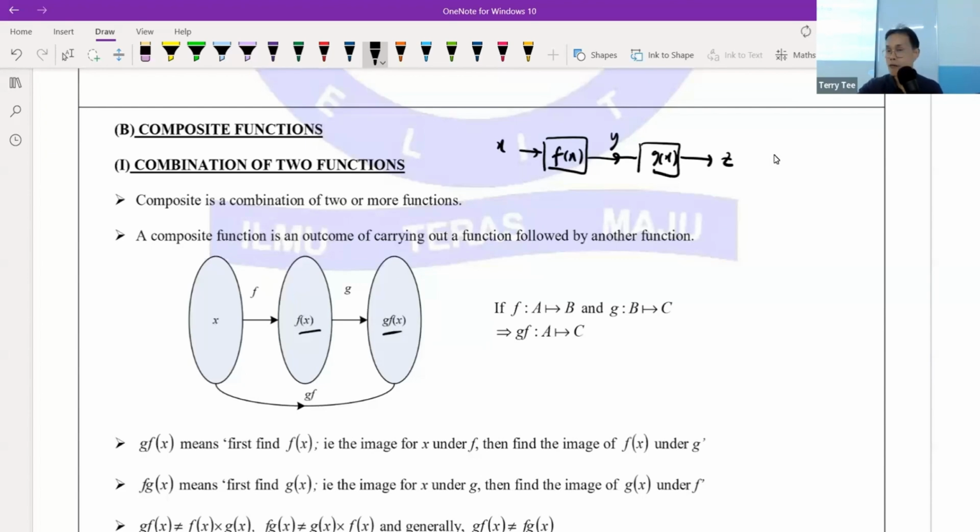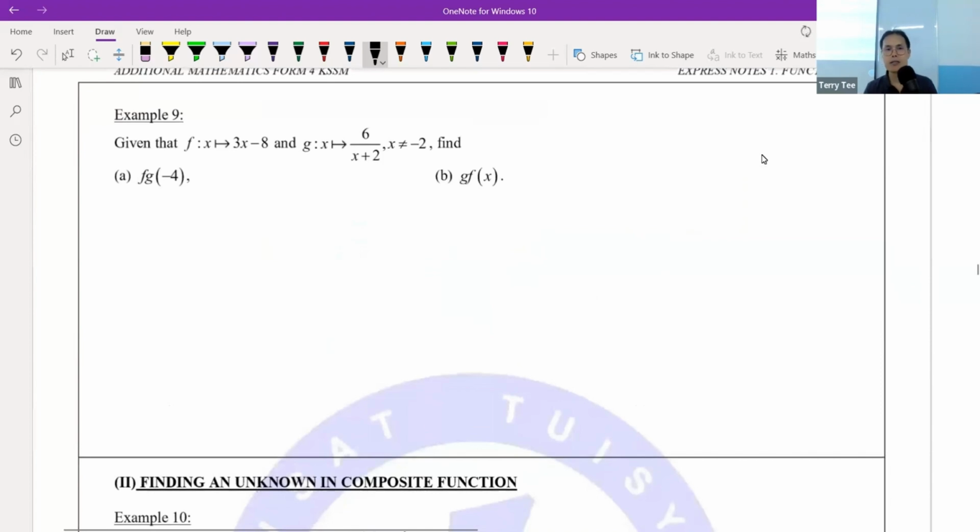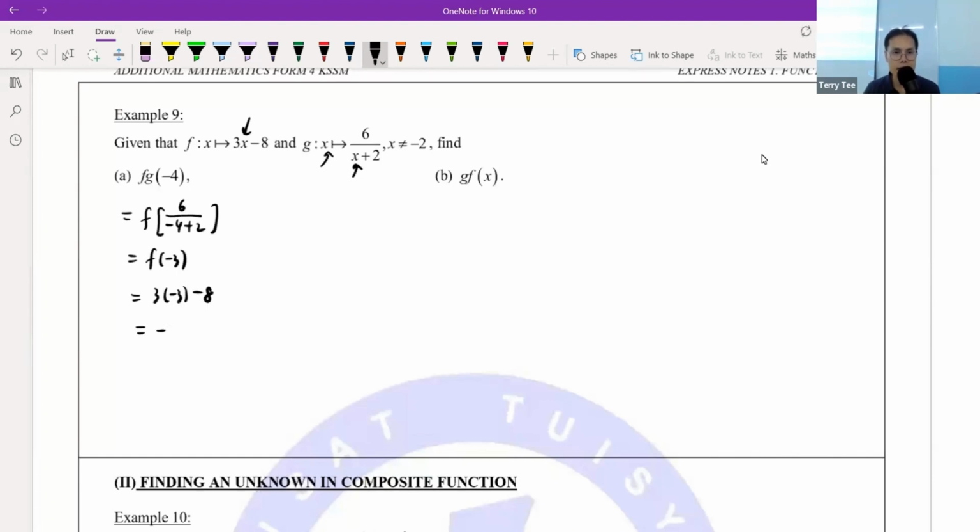Now gf(x) is not the same as multiplication. gf(x) means function f happens first. The result is put into function g, then you get another result. Like for example, this one is fg(-4). fg(-4) means what? We put -4 inside your g. So this will be 6 divided by -4 plus 2. -4 plus 2 is -2. 6 divided by -2 is -3. Whatever I get, I sub inside here. Very simple. 3 times -3 minus 8. Your answer, -17.